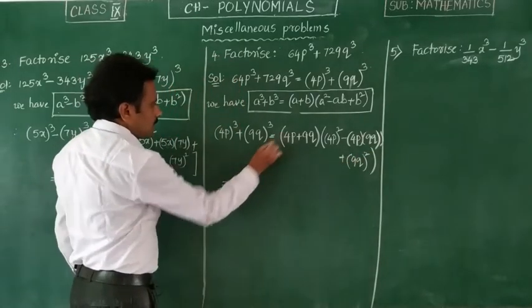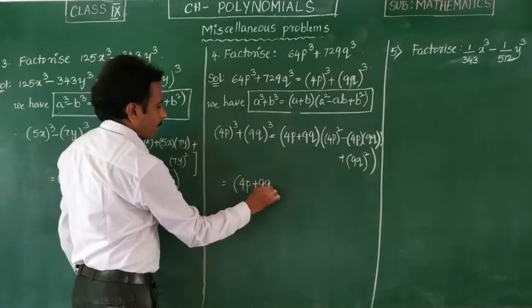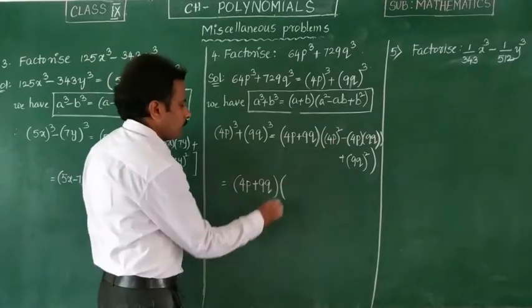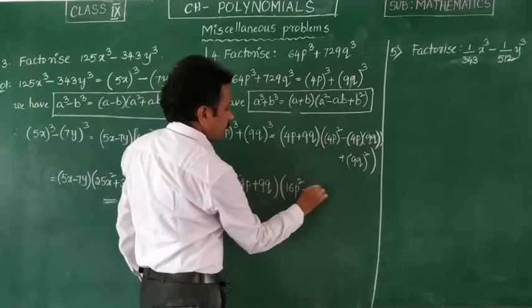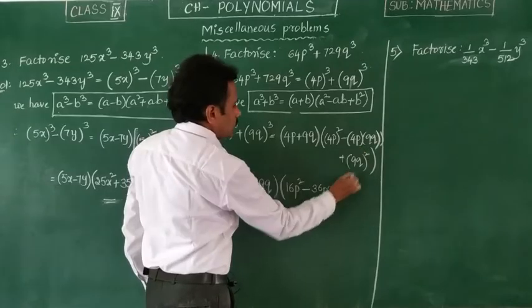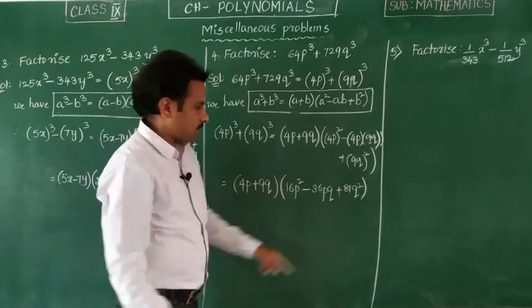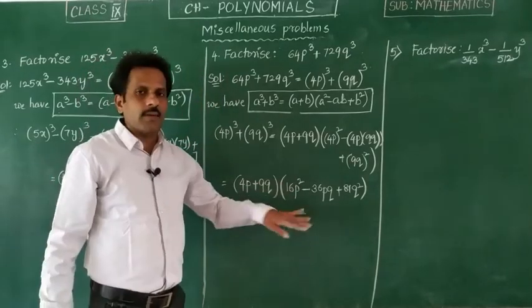Now you simplify this. 4p plus 9q will be written as it is. On simplifying, 4p whole square gives 16p square, minus 4 nines are 36pq, plus 9q whole square, which is 81q square. So these are the irreducible factors. We cannot factorize further.